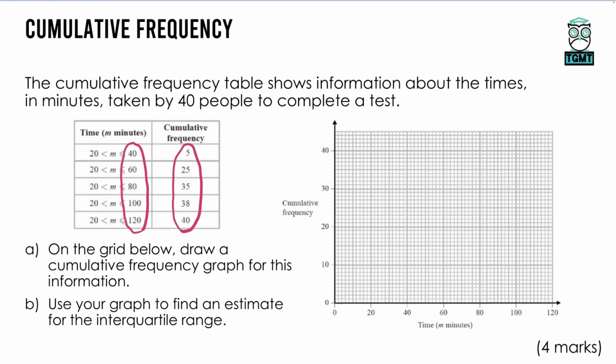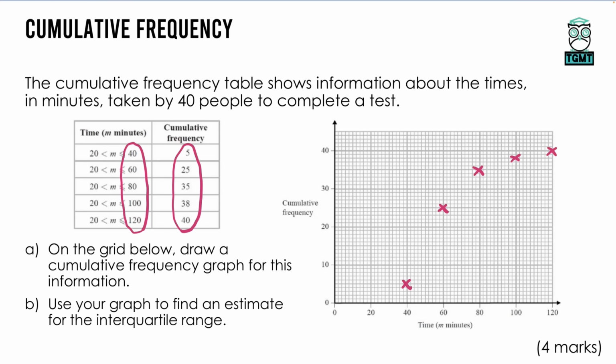So on 40, we need to go up to 5, which is just here. On 60, we need to go up to 25. On 80, we need to go up to 35. On 100, we're going up to 38, which is very close to our top here because it only goes up to 40, and 120 goes up to 40.